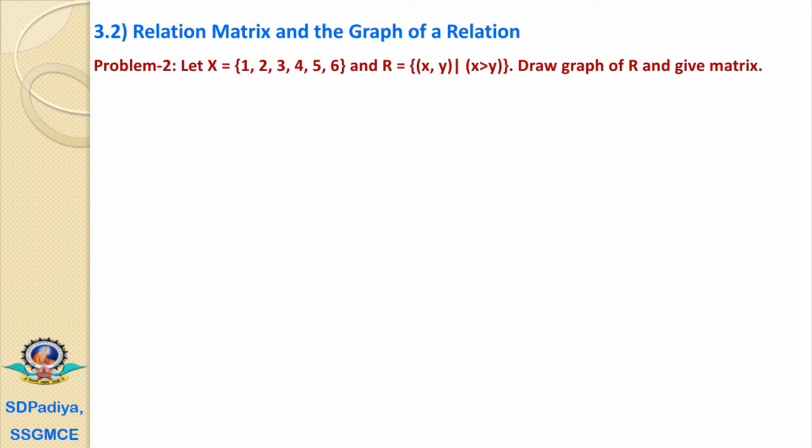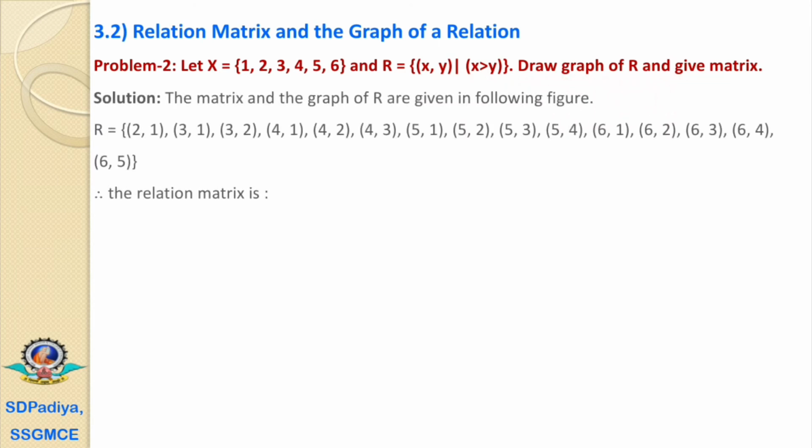The second problem is: let X be a set of 6 elements, that is 1, 2, 3, 4, 5, 6, and now the relation is given that R is a set of ordered pairs (x, y) such that x is greater than y. Then draw the graph of R and give the matrix. Now first we have to find out the ordered pairs for the given relation.